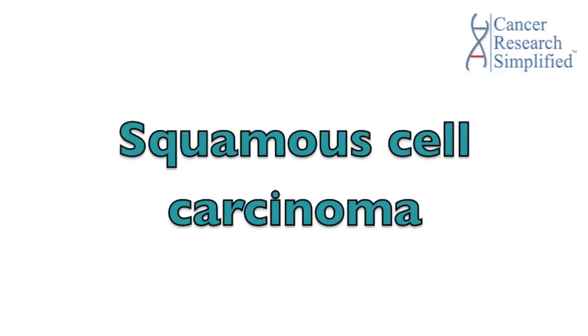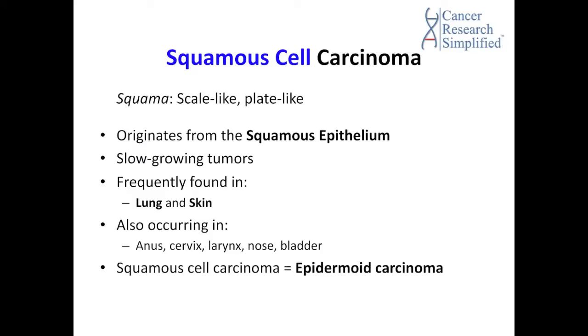Let's talk about squamous cell carcinoma. Squamous comes from the word squama, which means scale-like or plate-like. Squamous cell carcinoma is a slow-growing malignant tumor of squamous epithelium, which is frequently found in the lungs and the skin. Squamous cell carcinoma can also occur in the anus, cervix, larynx, nose, and bladder. This cancer type is also called epidermoid carcinoma.